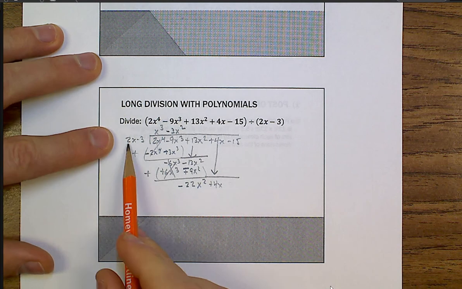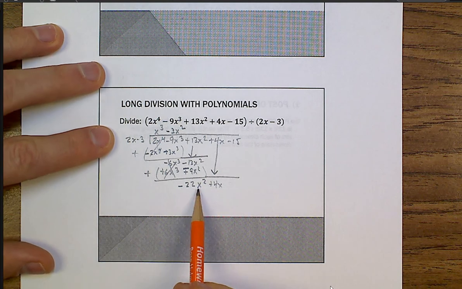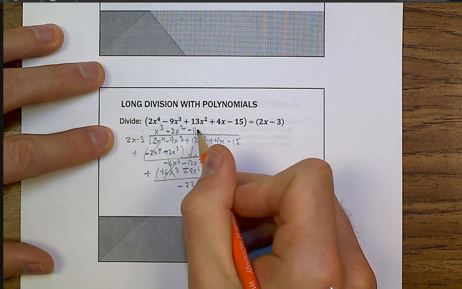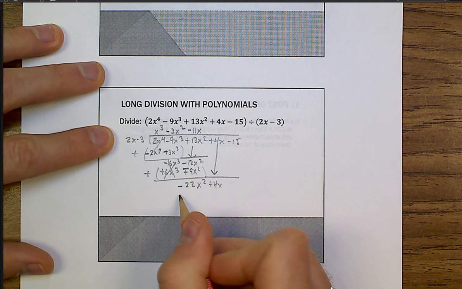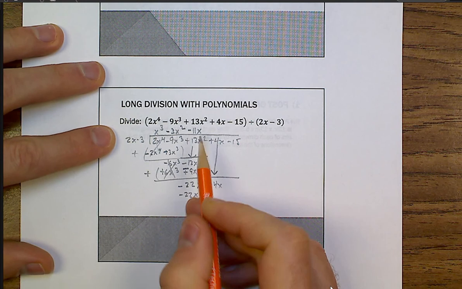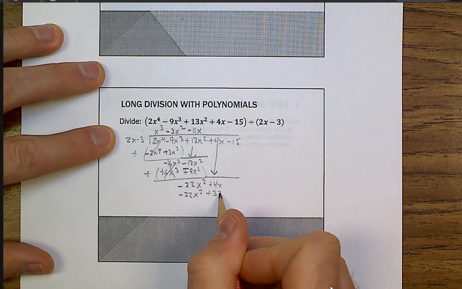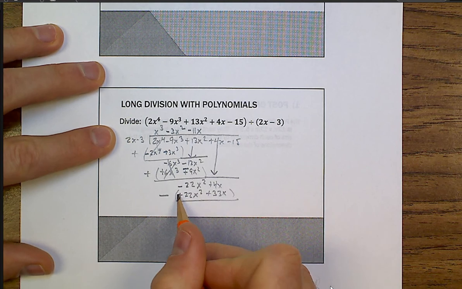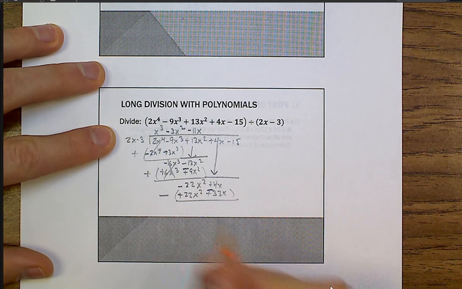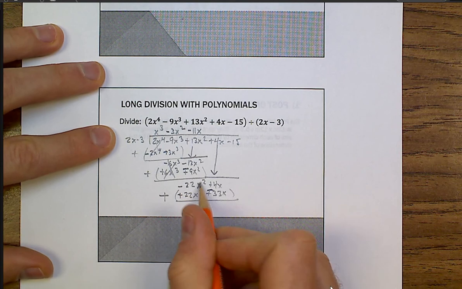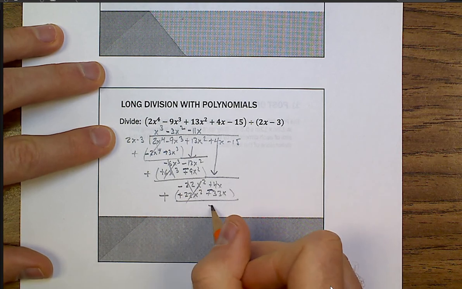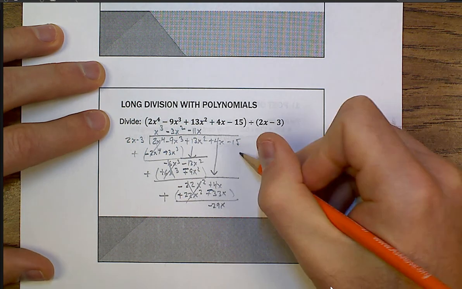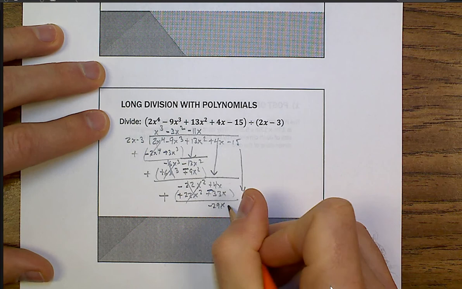What times 2x gives you negative 22x squared? That'd be a minus 11x. So I get a negative 22x squared plus 33x. Minus, run it through, make that a negative, add them. So I'm going to get that to cancel. I'm going to get a negative 29x. And then I bring down my negative 15.